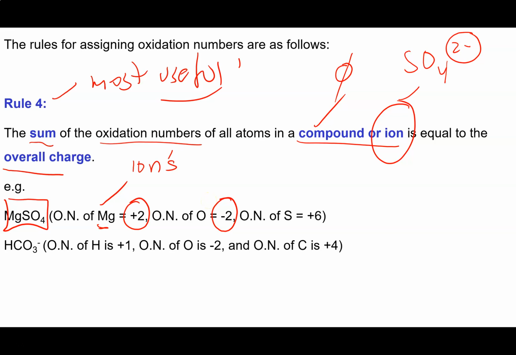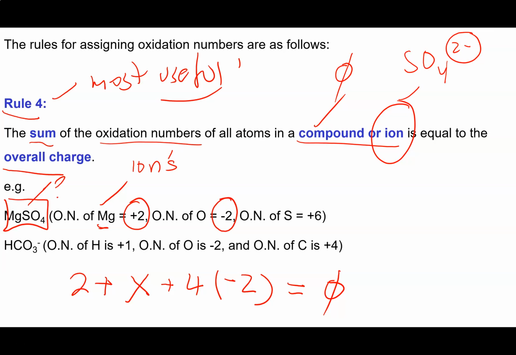But now we're stuck. The sulfur, we have no special rule for the sulfur. But what we do know according to rule 4 is that all of the oxidation numbers together have to add up to 0 because this is a compound and the overall charge on a compound is 0. So let's just do that, right? So 2 is the oxidation number for the magnesium, and then X is the oxidation number for the sulfur. And then we have 4 oxygens and they each have an oxidation number of -2. And when you add all of that together, it's got to equal 0.